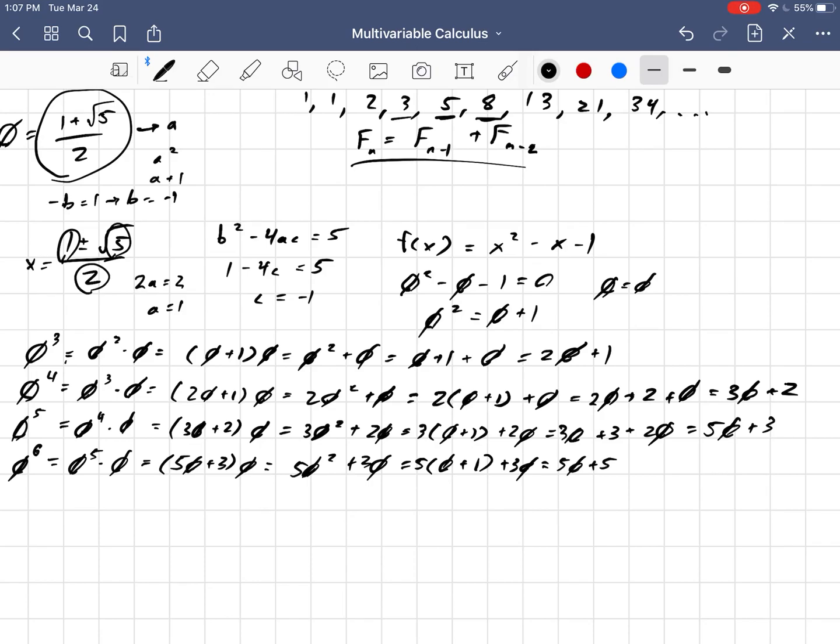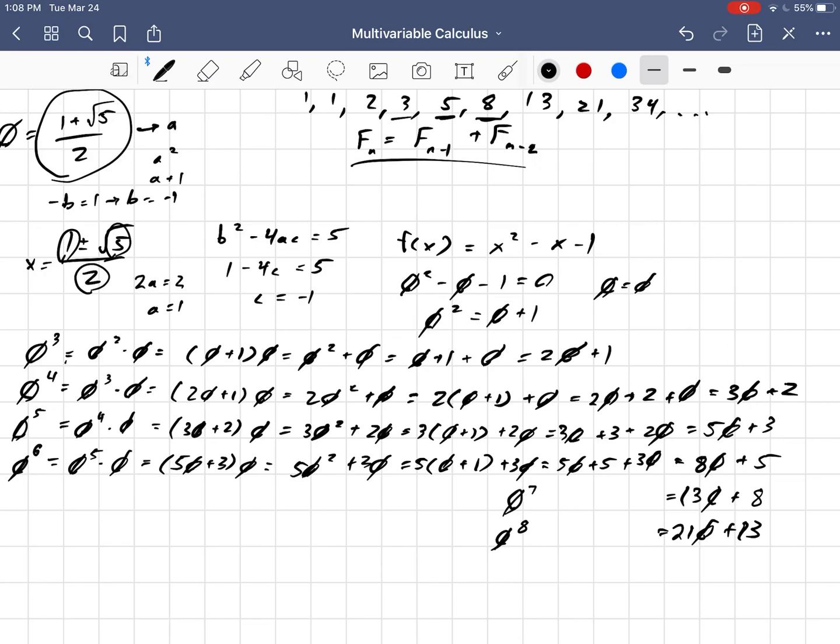And this is 5 phi plus 5 plus 3 phi. That's 8 phi plus 5. And now I'm not going to actually show the calculation, but I'm just going to tell you that it does turn out that phi to the seventh is 13 phi plus 8. And it turns out that phi to the eighth is 21 phi plus 13.